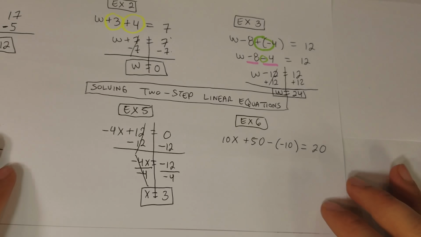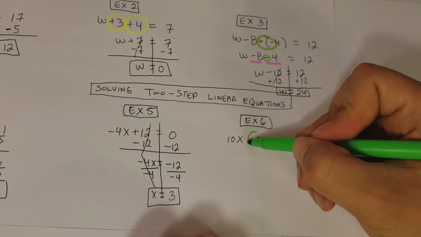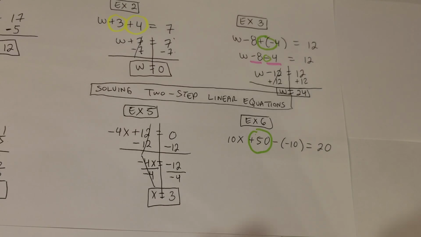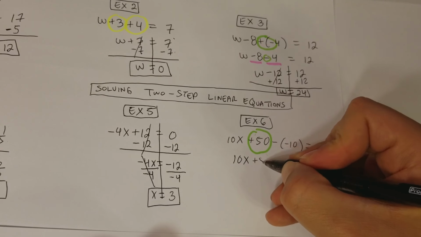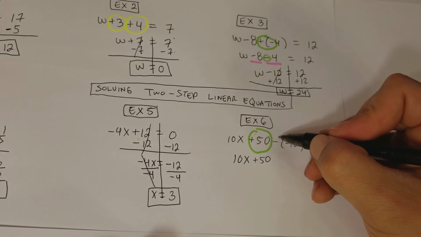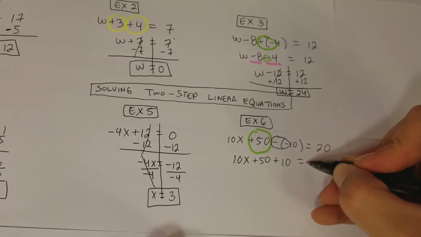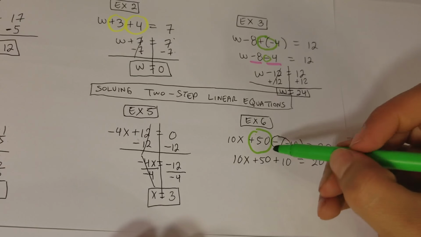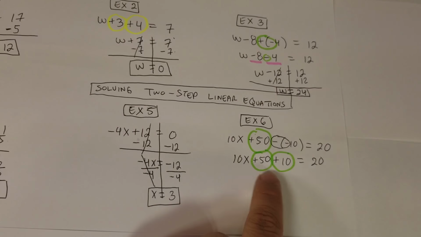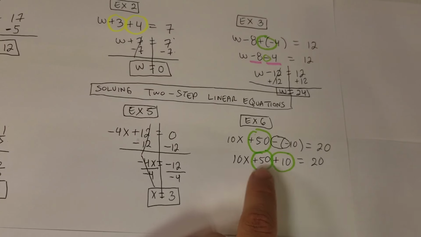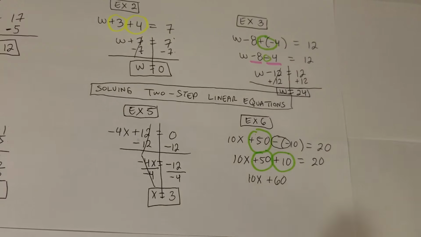Example number 6. Again, they're trying to get us with this math stuff. Don't start moving stuff around right now because the problem can get a little easier and you want it to get easier. So 10x plus 50, this negative and negative next to each other becomes a positive. So that's a positive 10 equals 20. Now, I circled the 50 green because I could actually combine like terms with this 10 right here because neither of them have coefficients. Neither of them have variables. So we get 10x plus 60 is equal to 20.